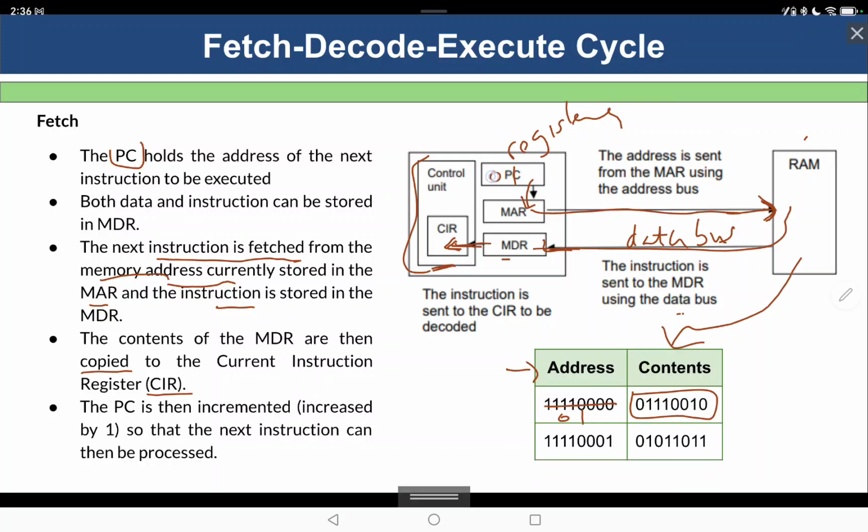Now, when the first address here has been moved to the MAR, the PC needs to be incremented by 1, meaning that the next instruction, which is 02, is now moved to the PC. So 02 is the address of the next instruction that needs to be processed.